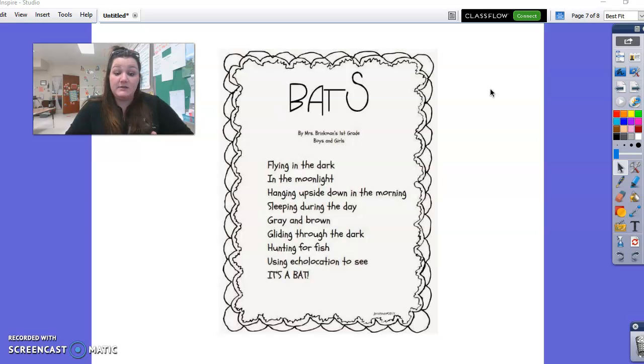That they fly in the dark. They hang upside down. They sleep during the day. There are bats that are gray, brown, and black. And they go gliding or flying through the dark. They also hunt for fish. Did you know that they hunt for fish? I did not. And they use something called echolocation.